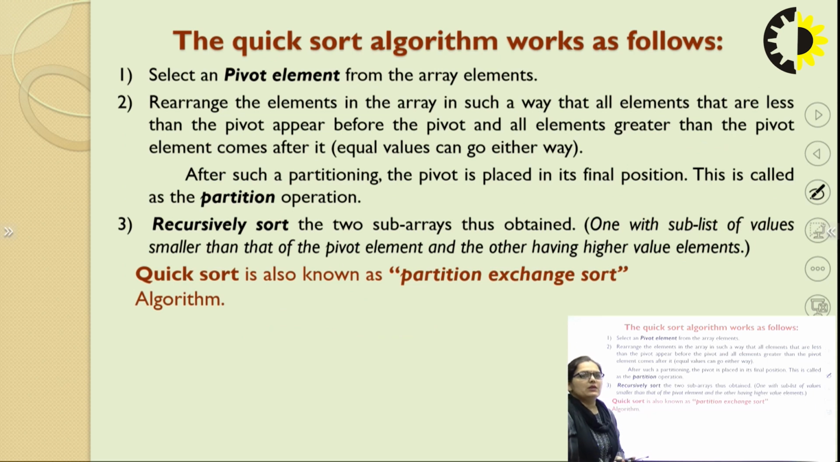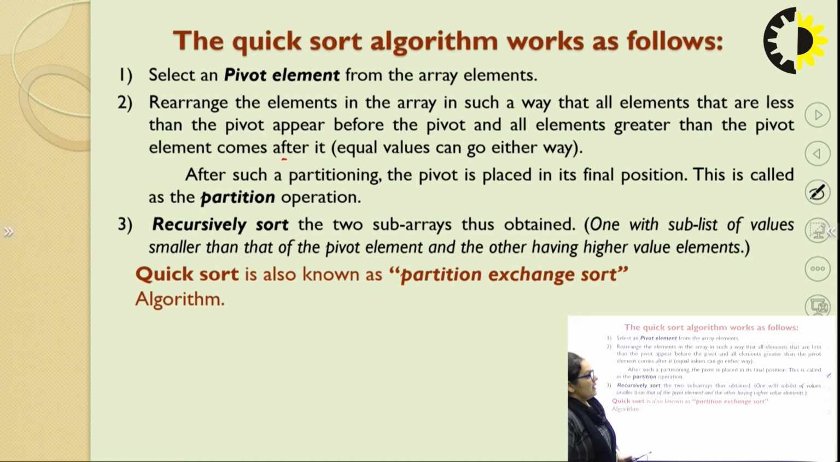This is the working strategy of the quick sort algorithm. Firstly, we select the pivot element from the array elements. You can choose any element as the pivot, either the first element, the last element, or any element in between. Then after choosing the pivot element, you have to rearrange the elements in the array in such a way that the elements which are less than the pivot will appear before the pivot element position, and the elements whose value is greater than the pivot will come after the pivot element.